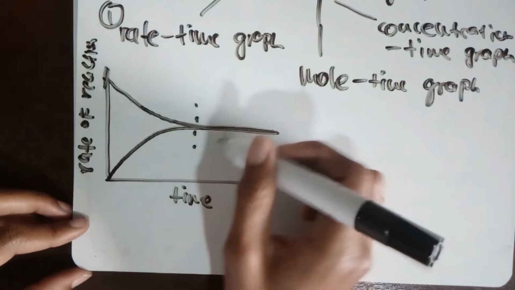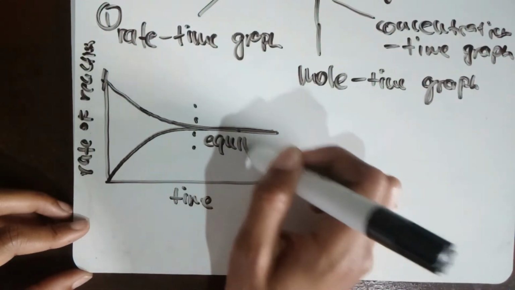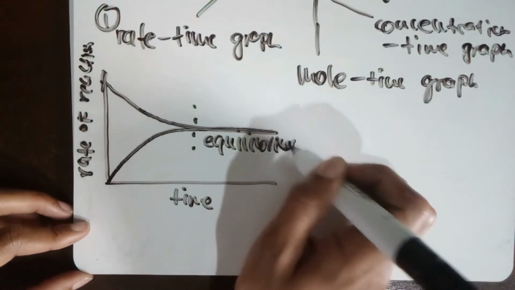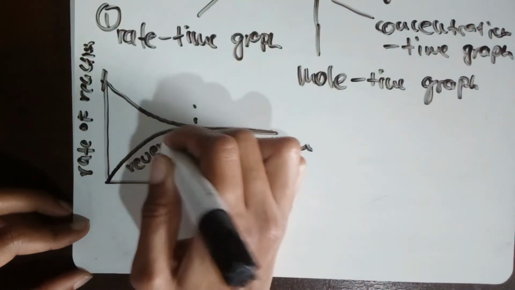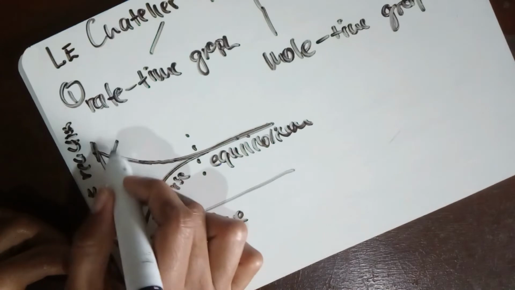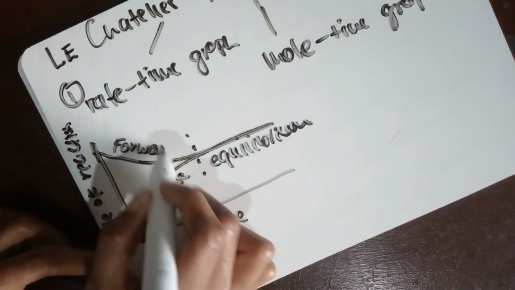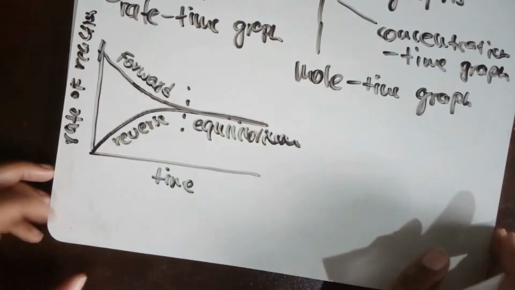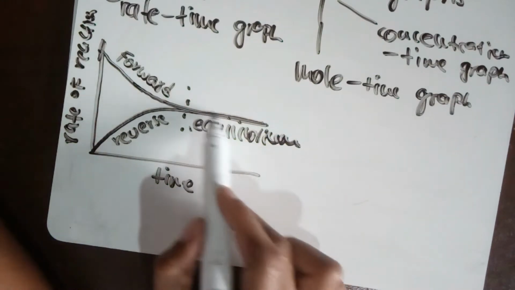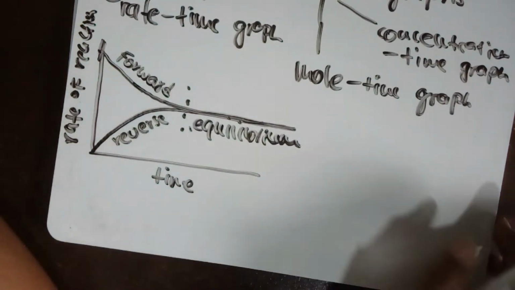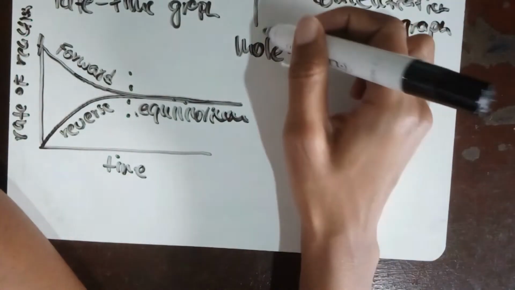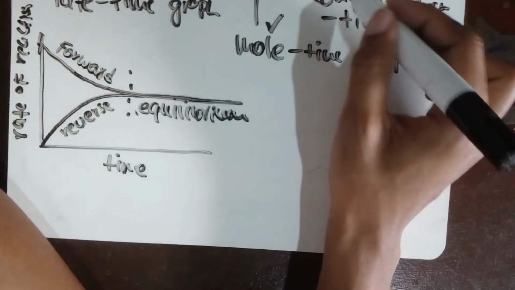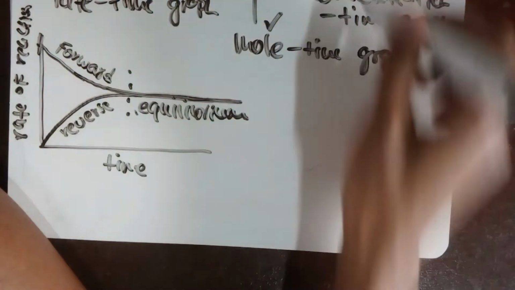And then here you have your equilibrium, where the rate of the forward reaction, so this is reverse and this is forward, is equal to the rate of the reverse reaction. And then the mole time graph is more or less similar to this one.